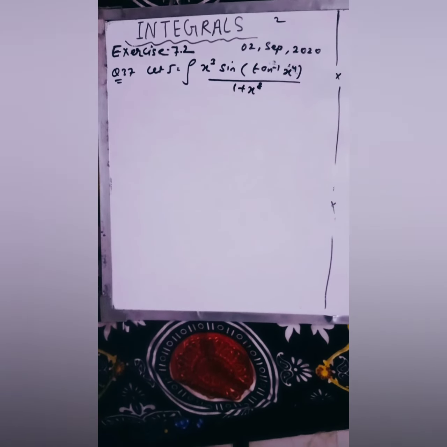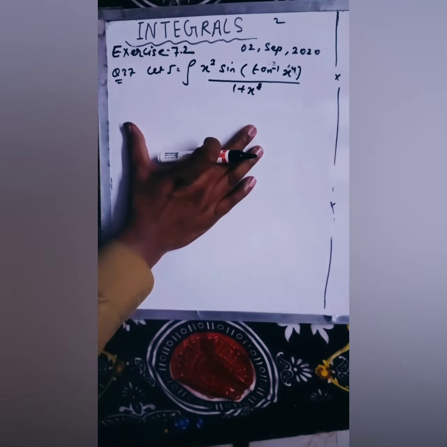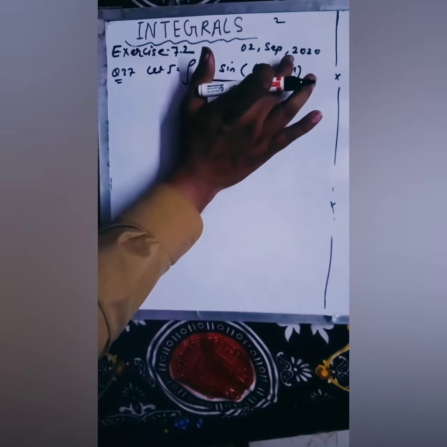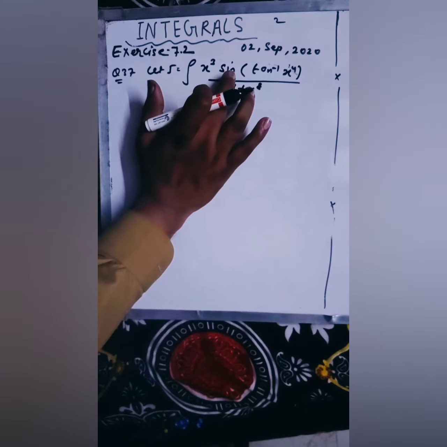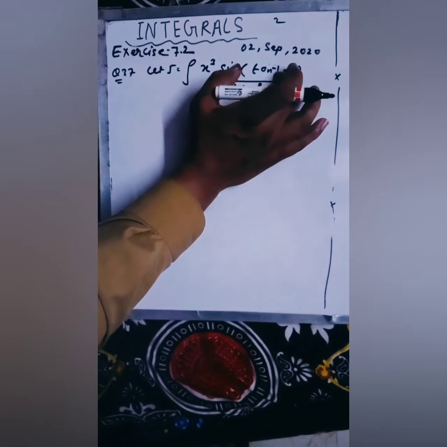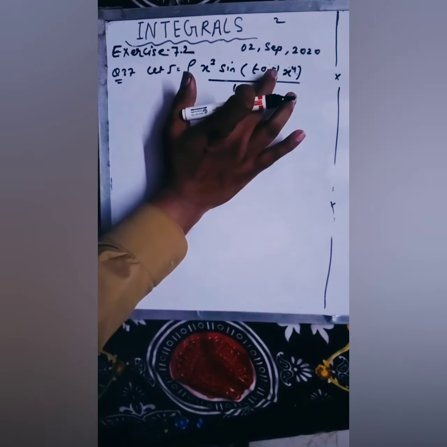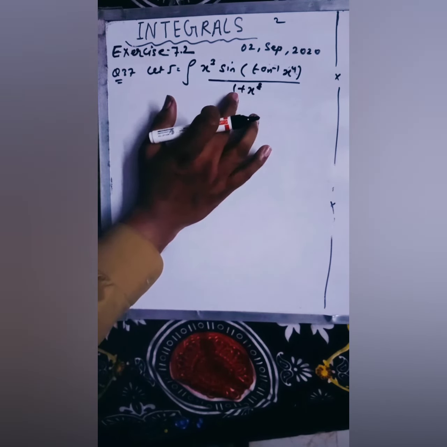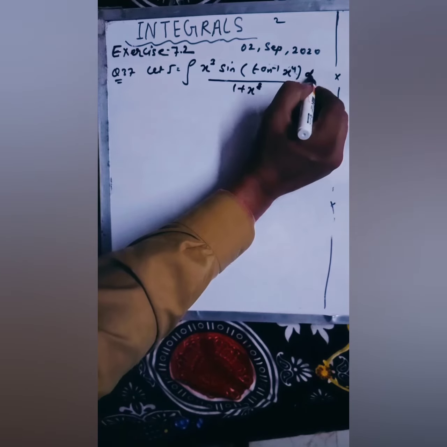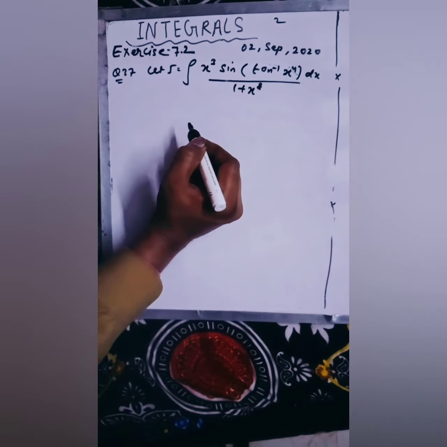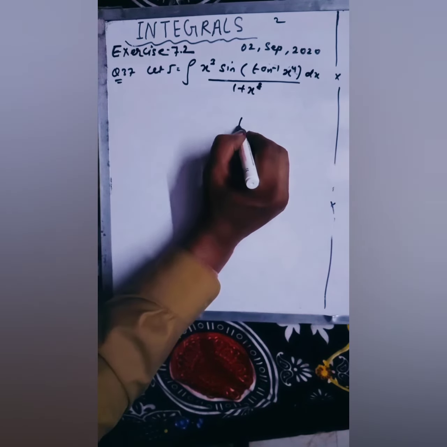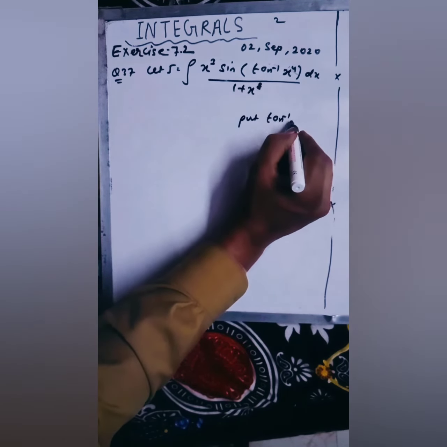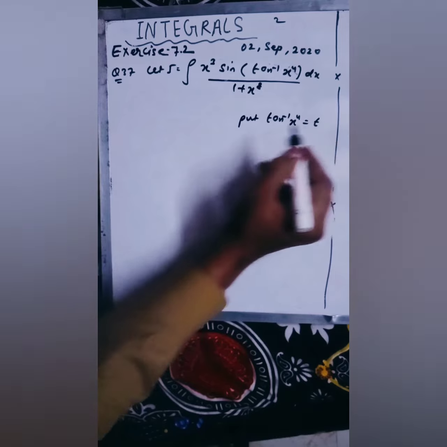See, here I am going to solve question number 37. So this is your question. Okay, so here x cube sine, this is the angle of sine, tan inverse x raised to power 4, this whole over x plus 1 plus x raised to power 8 into dx. See what you have to do here. I am assuming that put tan inverse x raised to power 4 equal to t.